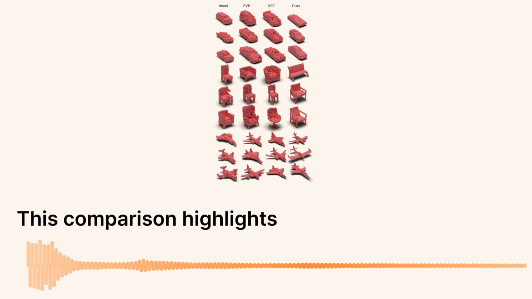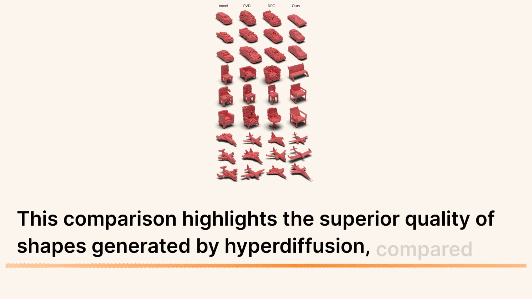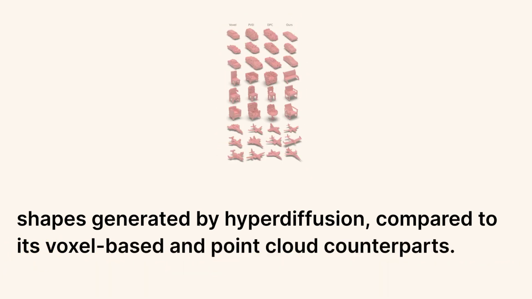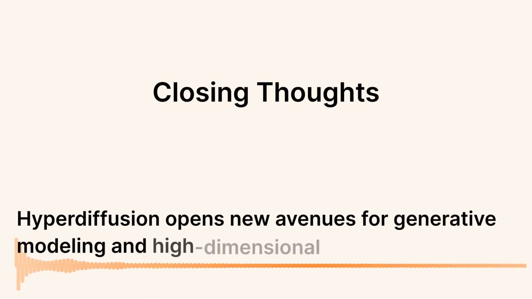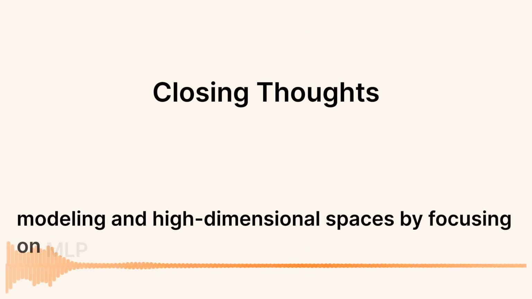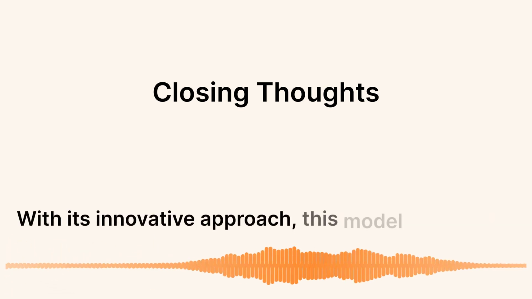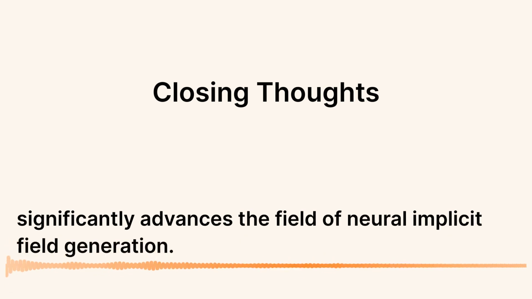This comparison highlights the superior quality of shapes generated by HyperDiffusion compared to its voxel-based and point cloud counterparts. HyperDiffusion opens new avenues for generative modeling in high-dimensional spaces by focusing on MLP weight space. With its innovative approach, this model significantly advances the field of neural implicit field generation.